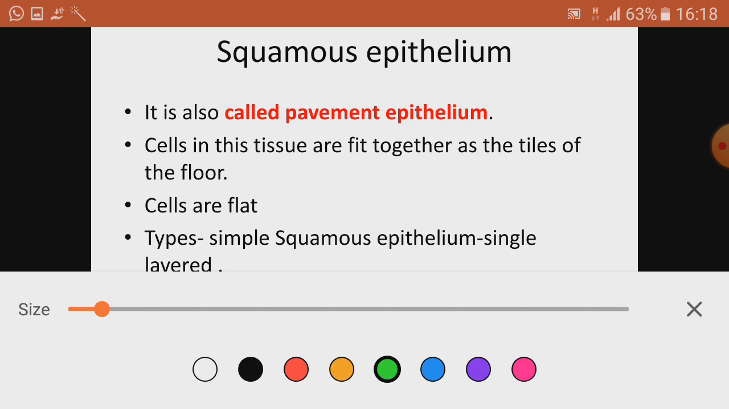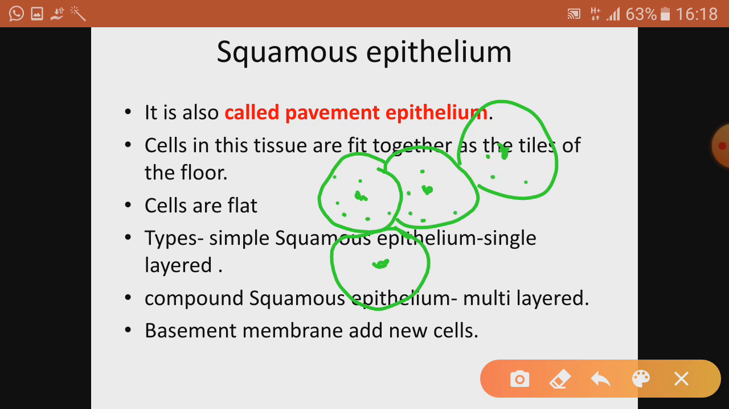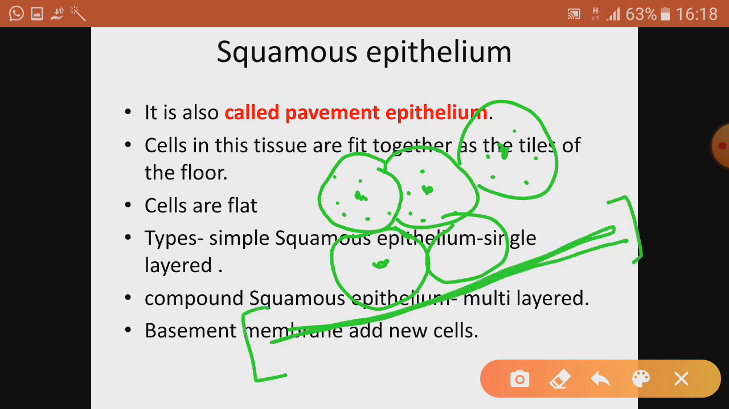As I told you, squamous epithelium has flat cells and no intercellular spaces. Since it is animal tissue, the cells have a centrally located nucleus, and you can see the cytoplasm. The cells are like this, and at the base it has a basement membrane. This basement membrane is a special collagen protein, and it keeps adding new cells and replaces the worn out or damaged cells.